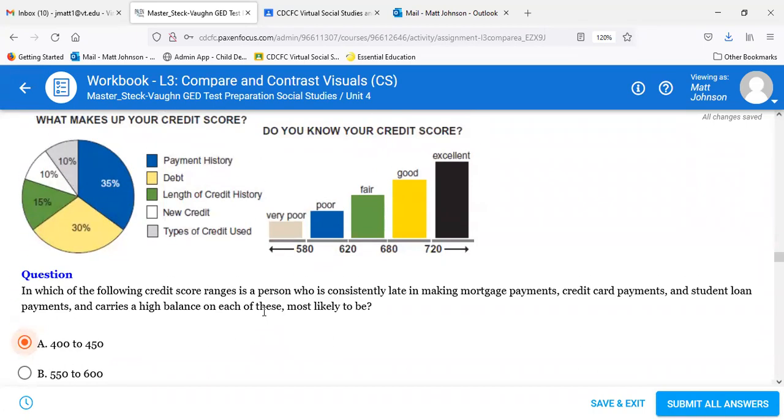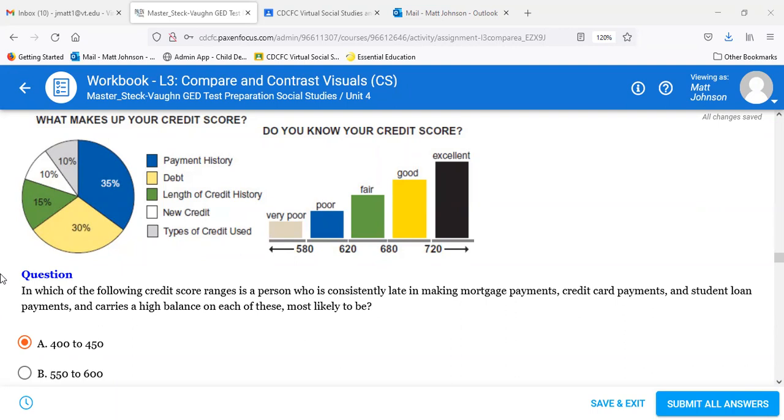So the example they're using: late in making your mortgage payment or credit card payments or student loan payments, right? And you carry a high balance on each of these. So if I'm only paying the bare minimum on my credit card, just to keep my credit card from going into default, or my credit company sending my payments off to a collection agency, all of that would drop your credit score.